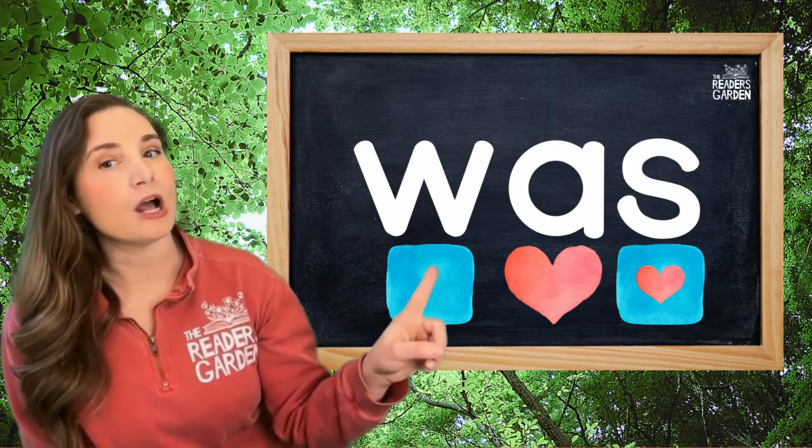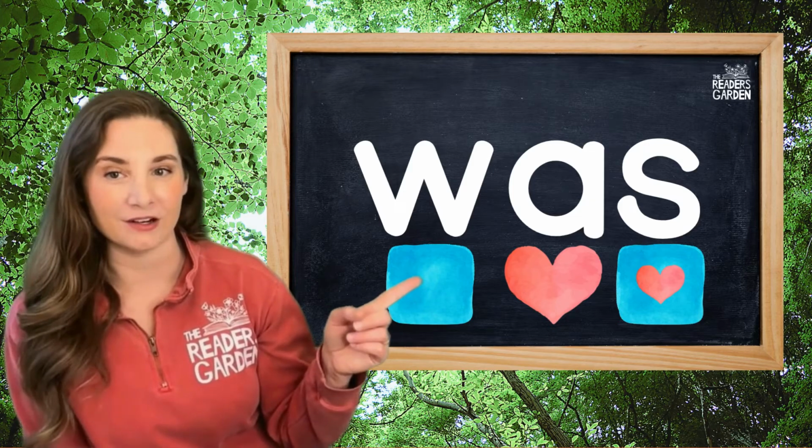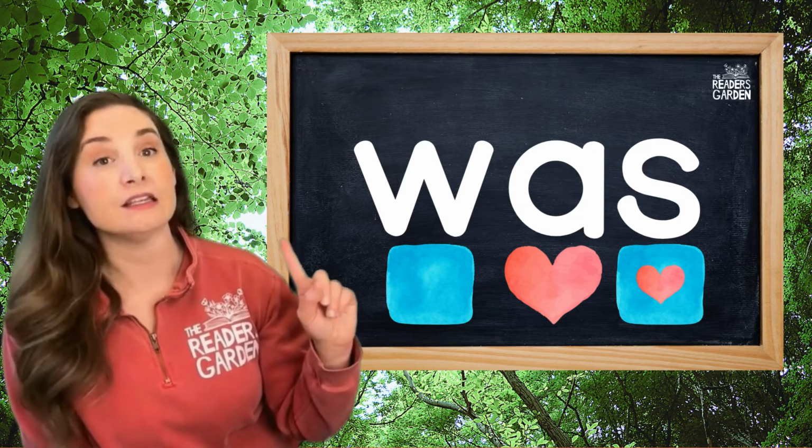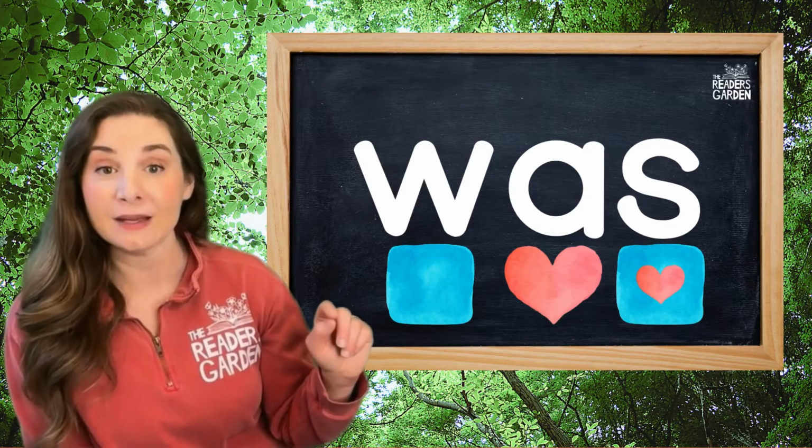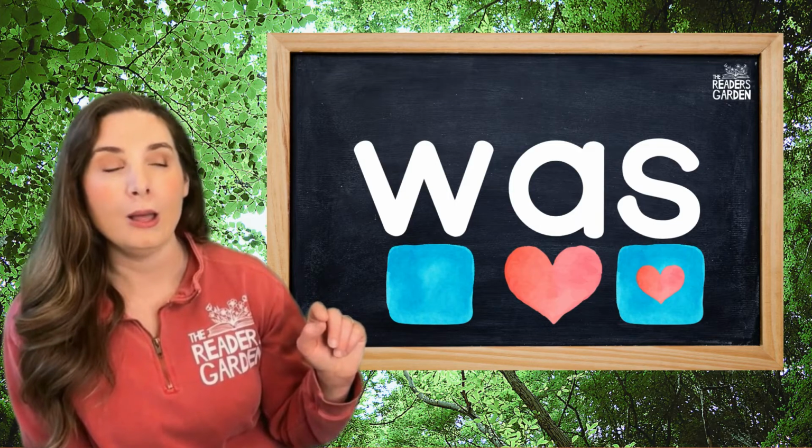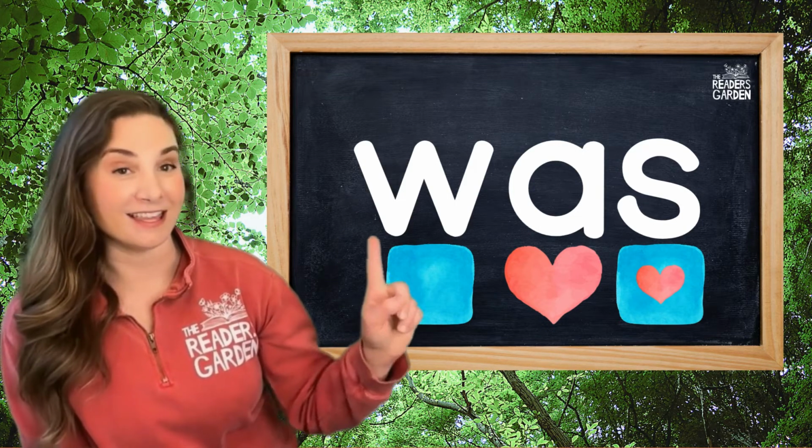Now let's focus on what makes this irregular. When we look at the first sound, we see the W, and it is making an expected sound. It's saying w. But then we get to the A and the S.